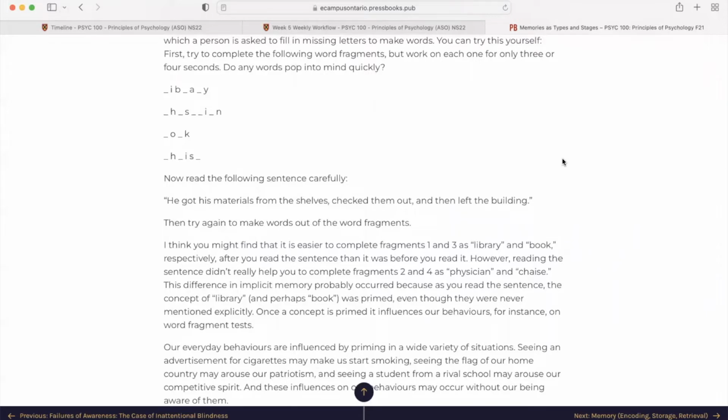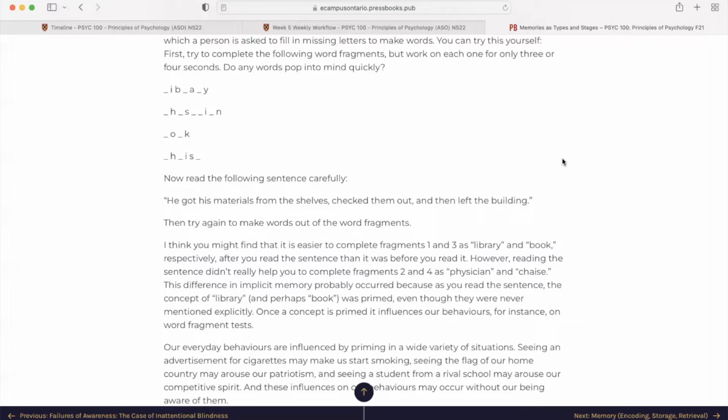Then it goes on to say, now read the following sentence carefully. He got his material from shelves, checked them out, and then left the building. And then based on having just read that, you go back to the word fragments and try to make words out of them. So the first word ended up being library, and the third word ended up being book. But we weren't able to solve the puzzle on the other two because they were not library related. They were physician and chaise, by the way. This difference in implicit memory probably occurred because as you read the sentence, the concept of library and perhaps book was primed, even though they were never mentioned explicitly.